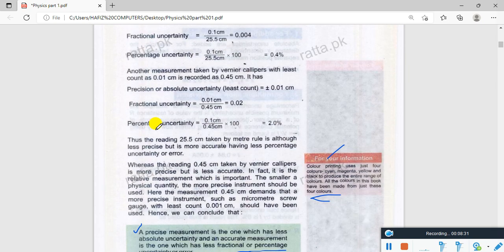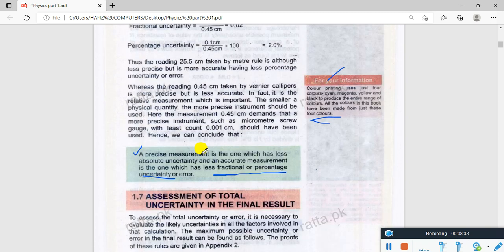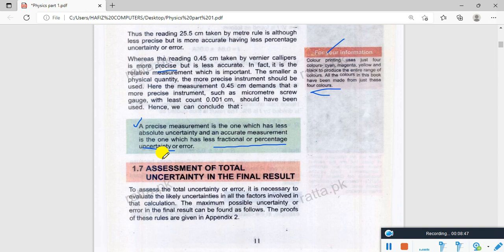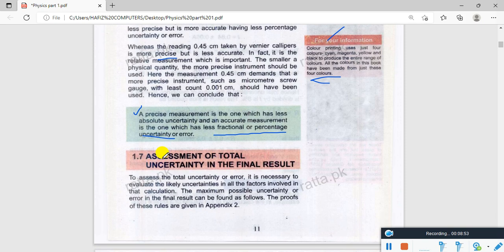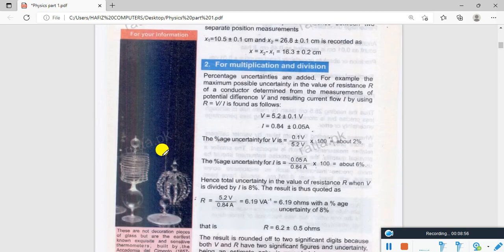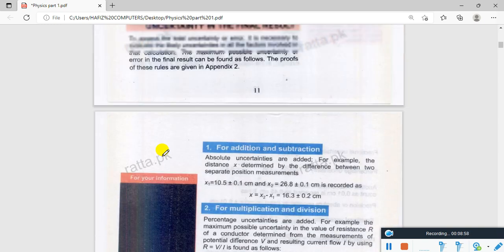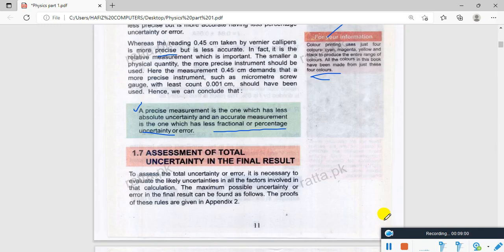This is another solved example, but we will see what is written here. The reading 0.45 centimeter taken by vernier calipers is more precise but less accurate. The reading which is more precise is always less accurate. We have already seen that a precise measurement is one which has less absolute uncertainty, and an accurate measurement is one which has less fractional uncertainty. So this is all for this video. We will see the assessment of total uncertainty in the final result next.